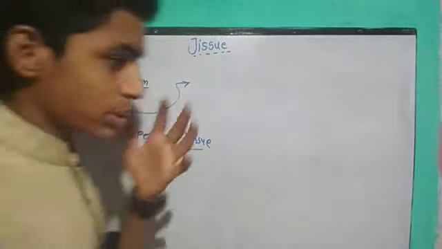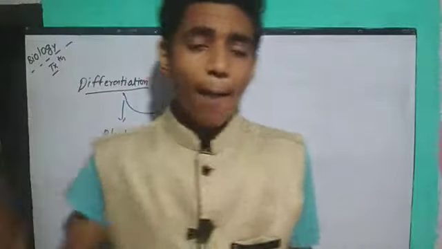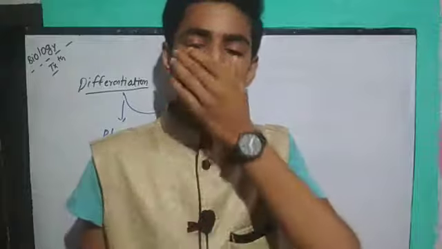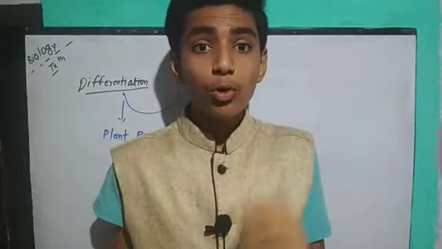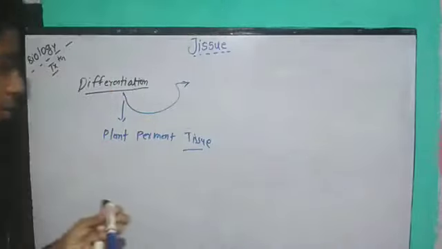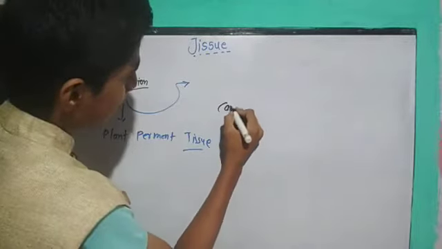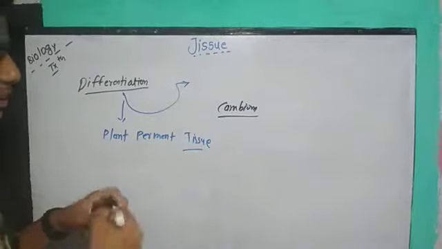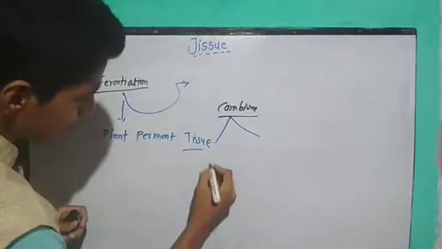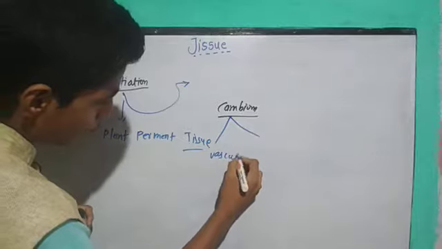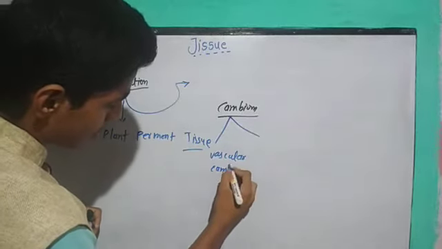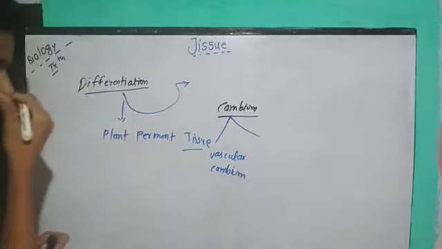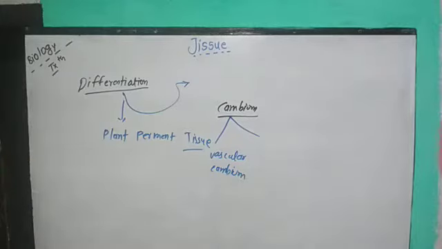In most of the books, you will see that lateral meristem tissues have cambium. Do you know what is the meaning of cambium? Actually, cambium is of two important types. First one is vascular cambium, and the second one is known by another name, which is known as, wait for a moment.